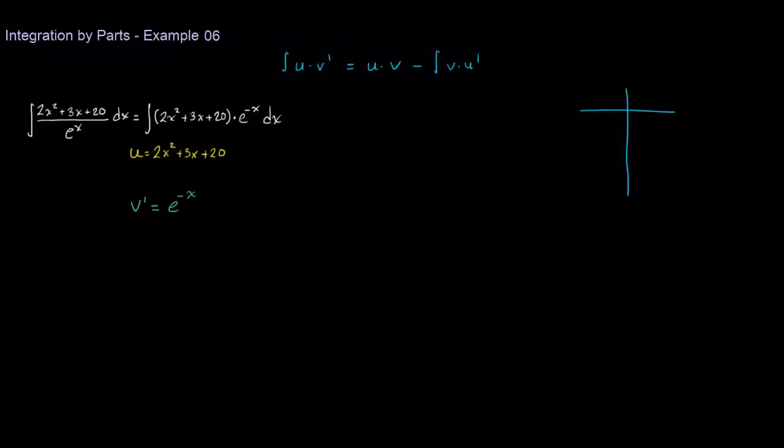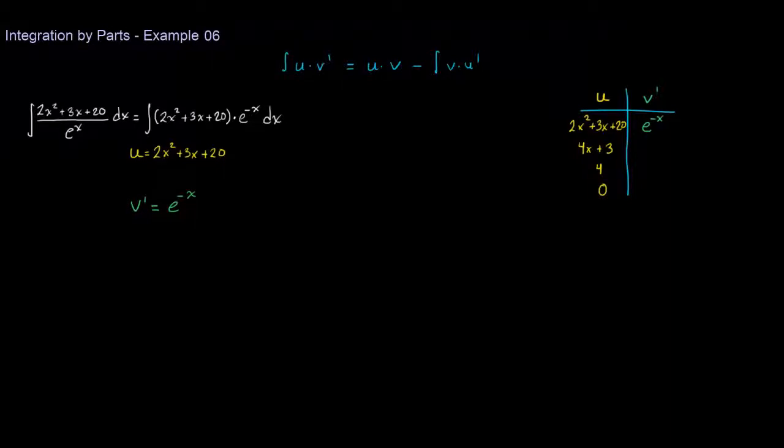On the left I'm going to have my u, and on the right I'm going to have my v prime, and I'm going to take the derivative of u. I'm going to write here first 2 times x squared plus 3 times x plus 20, my v prime, which is e to the minus x. There it is. So with the u, I'm going to take the derivative of this expression, which is pretty simple. I'm going to get here 4 times x plus 3. Now I'm going to take the derivative again, it would be 4. I'm going to take the derivative again, it would be 0, and then I stop there.